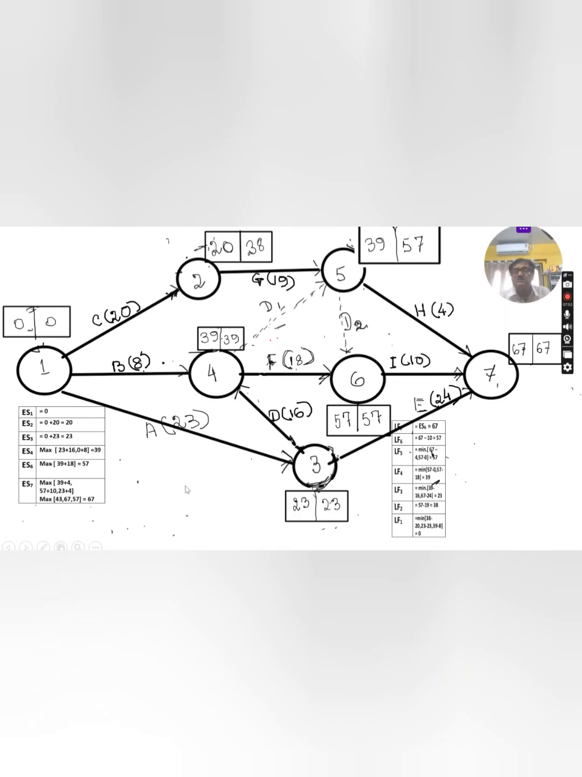Now ES3 for this node. Again, what will be the earliest start time? The earliest start time is 0. Add 23 days to reach this point. At least this time is required to complete this activity. That's why, with 23 days, the earliest start time for this node, ES3, is 0 plus 23. I have noted it here.